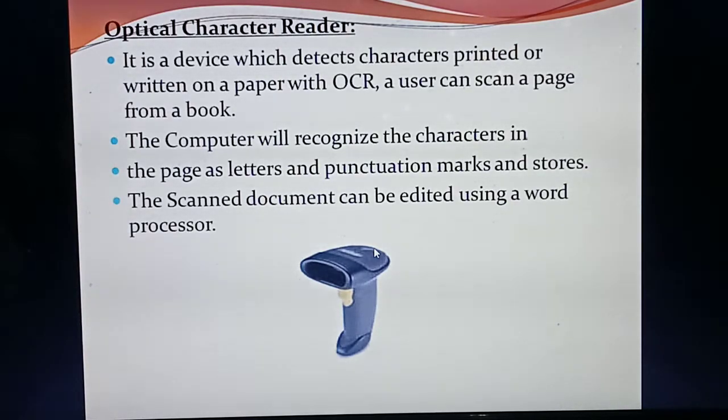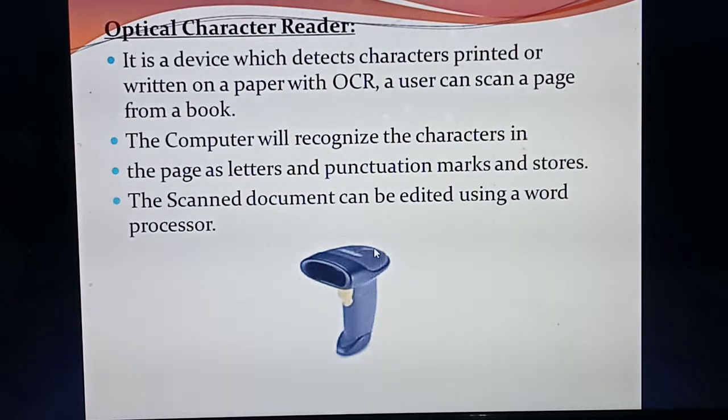Okay, it will recognize letters, punctuation, symbols, characters, everything. Then it will store all the things, it will scan everything. Then you can transfer the scanned copy into a computer. It will store everything in the memory. After that you can transfer it into the computer. Then in the computer you can edit.